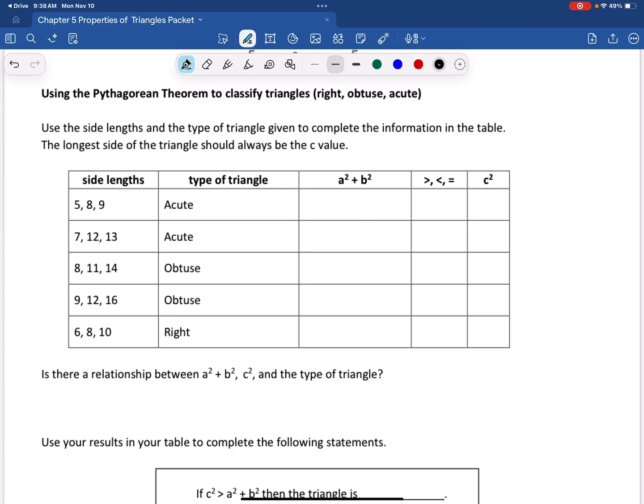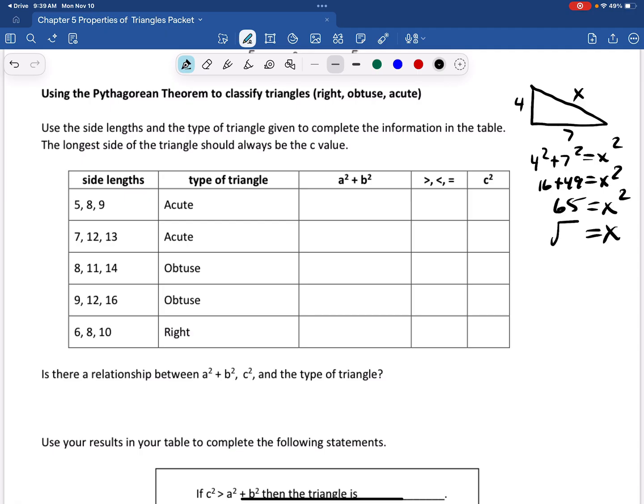So just real quick over here on the side, I'll draw a right triangle, and I'll say, okay, this is 4, and this is, say, 7, and what is x? And what we did was we said 4 squared plus 7 squared equals x squared. So 16 plus 49 is x squared, and 16 plus 49 is 65. So then x was the square root of 65. And so we've been using the Pythagorean theorem for that for quite a long time.